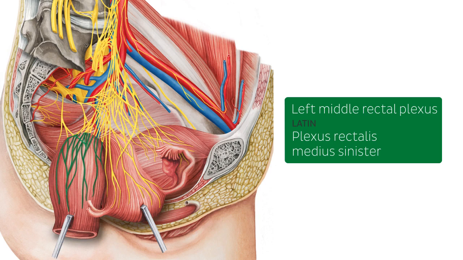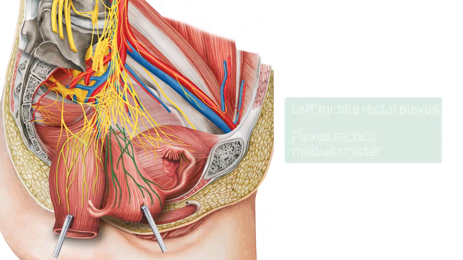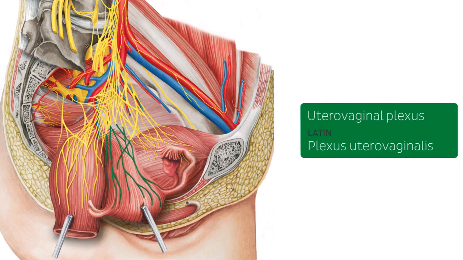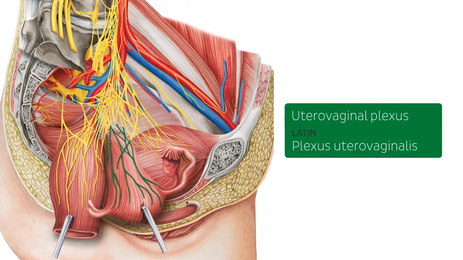Some of the branches of the inferior hypogastric plexus form the middle rectal plexus, which passes to both sides of the rectum. This plexus supplies the middle part of the rectum. The next one that we're going to be highlighting here is known as the uterovaginal plexus. This is another plexus that arises from and communicates with the inferior hypogastric plexus and sends branches to the vagina, uterus, ovaries, and fallopian tubes.